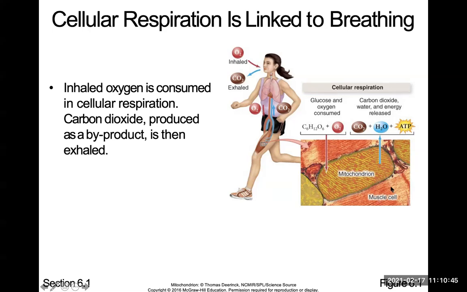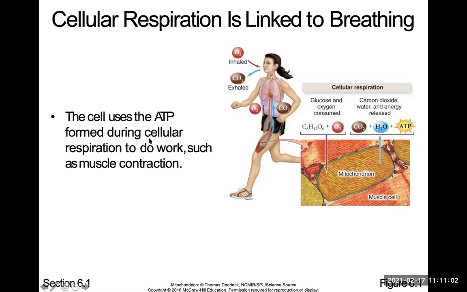So for muscle movement, if you're in the gym lifting weights, you need energy for that, and that energy comes from cellular respiration. Inhaled oxygen is consumed in cellular respiration. Carbon dioxide is produced as a byproduct, and then you exhale it. The cell uses the ATP formed during cellular respiration to do work, such as muscle contraction. They will go over how that works in anatomy when they cover sliding filament theory, so I'm not going to go into that. This is just intro bio.